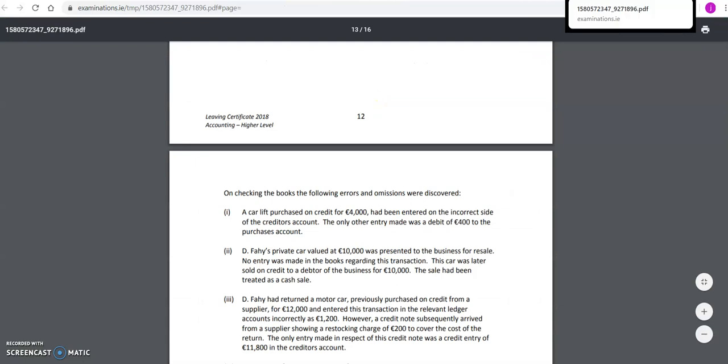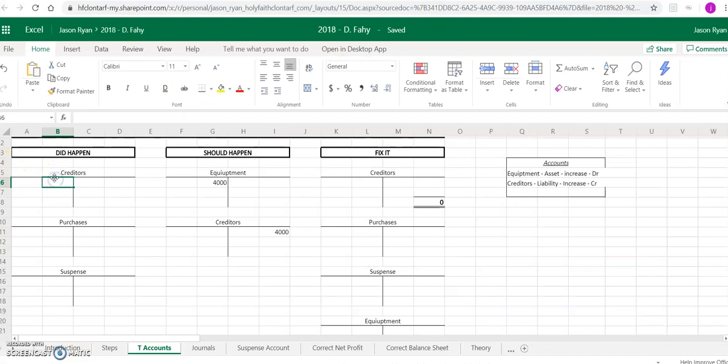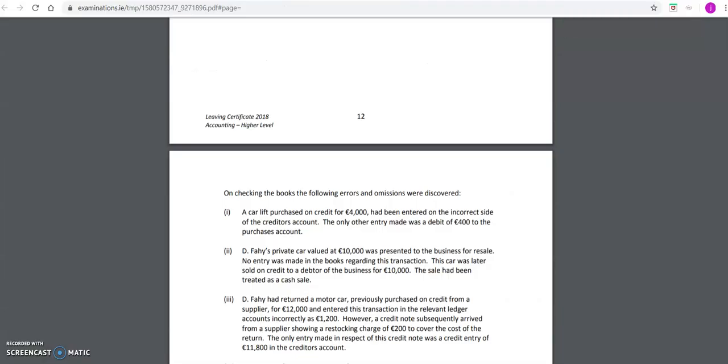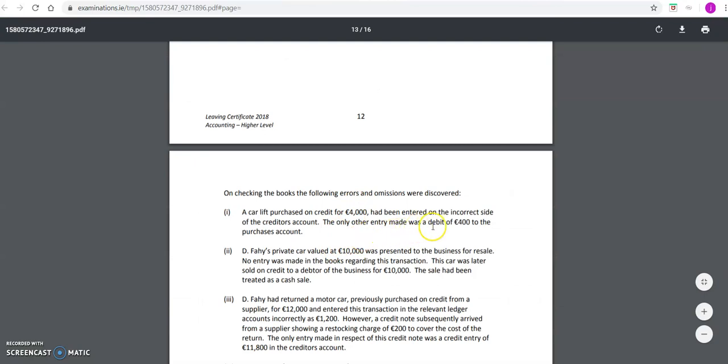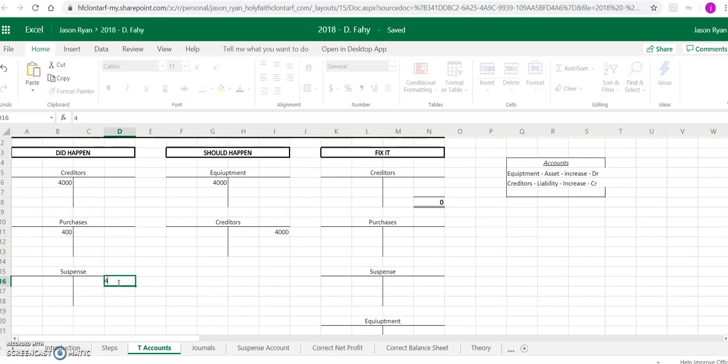What did happen then? So car lift was purchased on credit for 4,000. It's been entered on the incorrect side of the creditor's account. So we're going to the creditor's account. And the only other entry made is in the debit side of the purchase account. So we're going to need the incorrect side of the creditor side. That's on debit of 4,000. And then the only entry made was debit 400 on the purchase. So in the purchase account, they put 400. So your debit and credit sides have to equal, so these don't. So we could create a suspense account of 4,400. So that's what did happen.